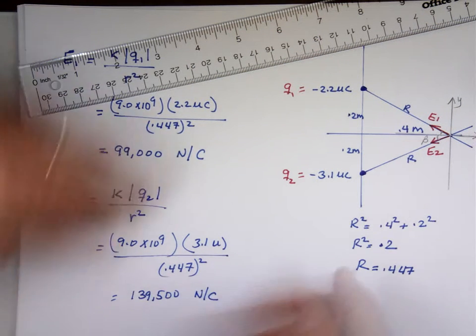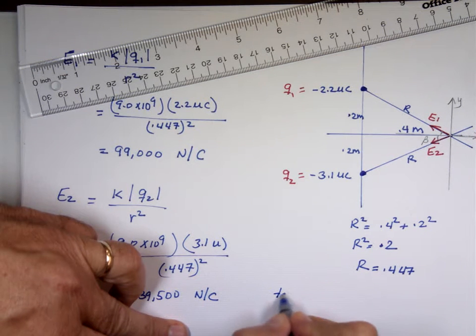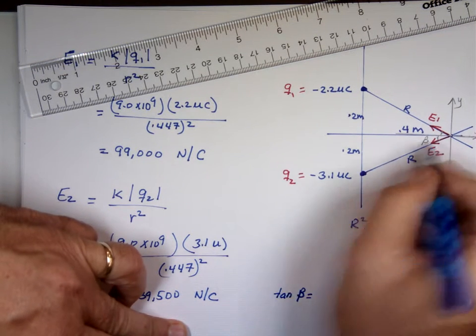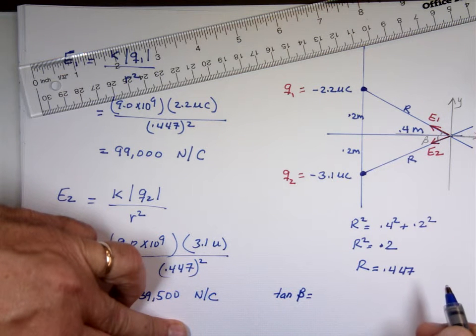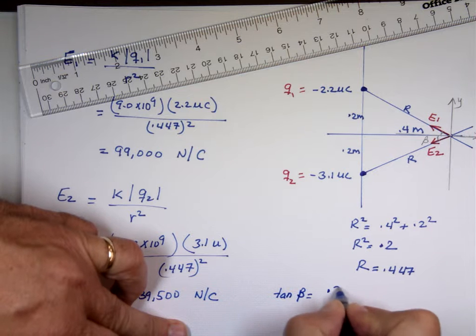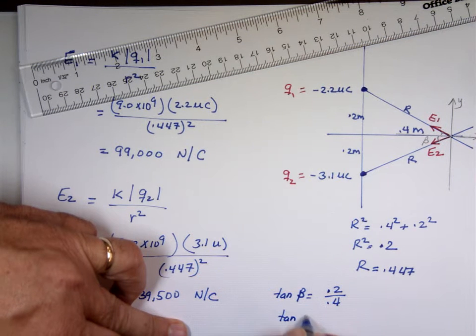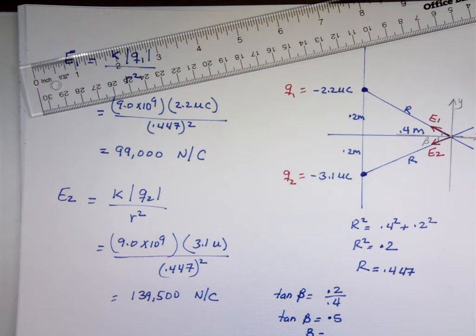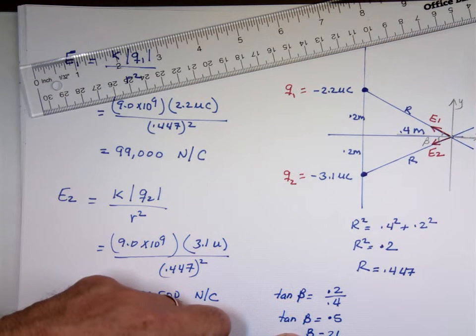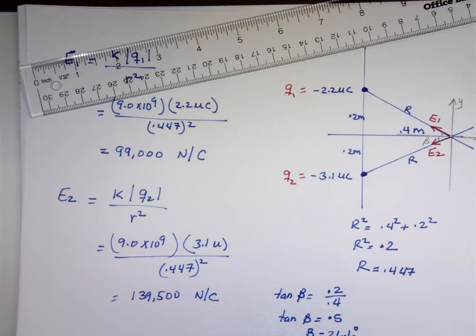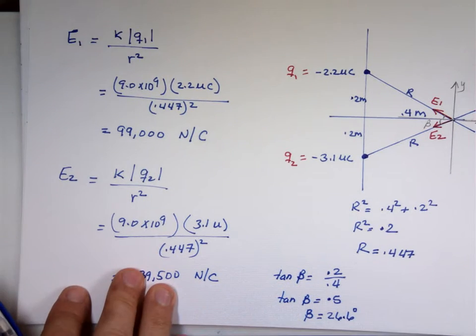That angle. Tangent beta, I don't want to give you that number because I want you to use trig here, is the side that's opposite over the adjacent. What is the opposite? 0.2, what's the adjacent? 0.4. So tangent beta equals 1/2. Beta will have to be what? Inverse tangent. 26.6 degrees. So now I know what that angle is. 26.6 degrees.